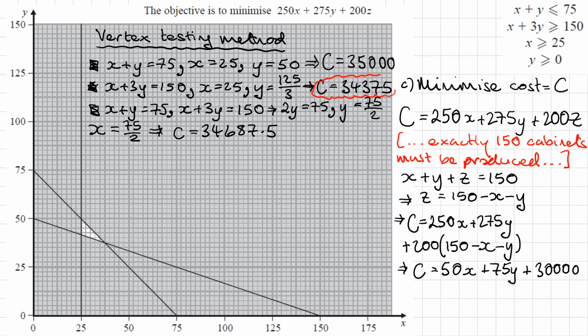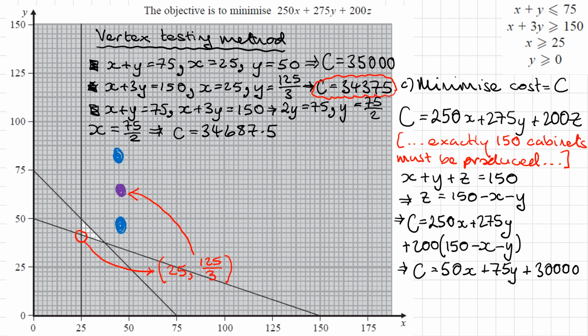That's the lowest value. That second vertex was the x plus 3y equals 150. Yep, that was this vertex here. So the coordinates of this point here are the values of x and y that we had. So that's 25 and 125 over 3. Now we require an integer solution because you can't make a fraction of a cabinet. So we need to now test around this point to find an integer solution.